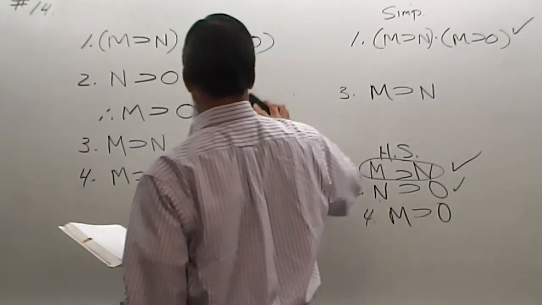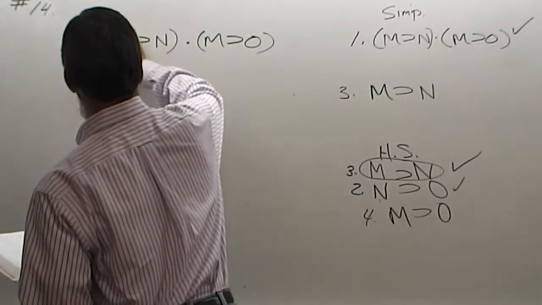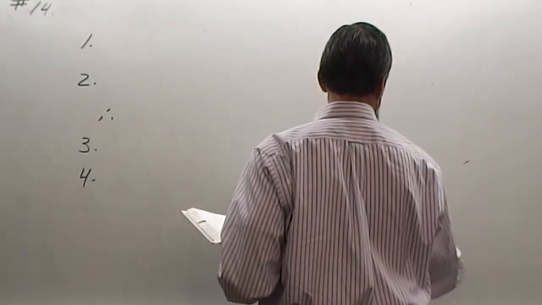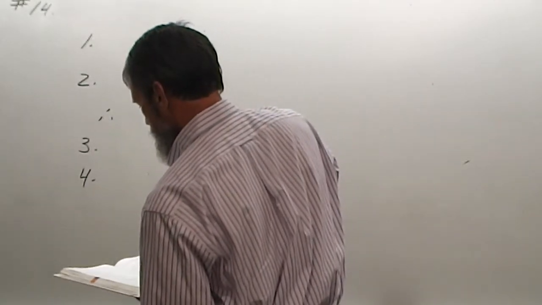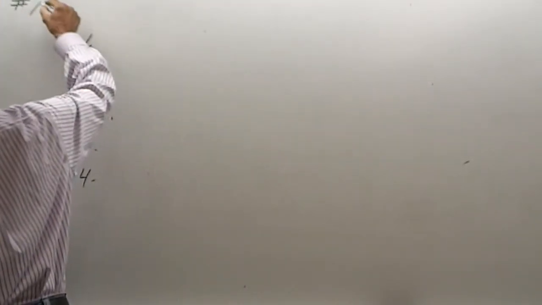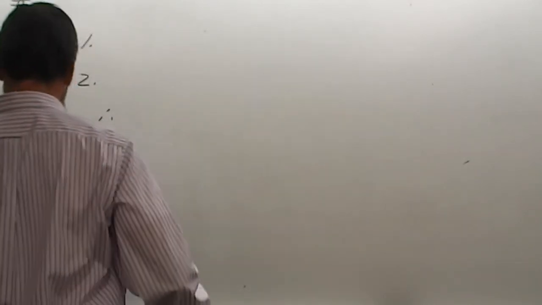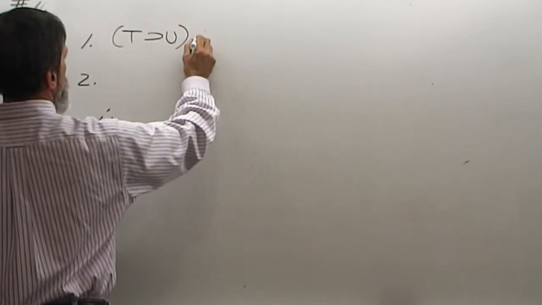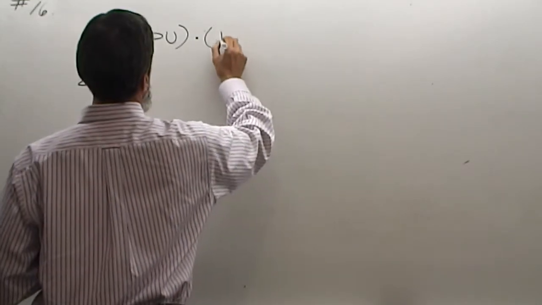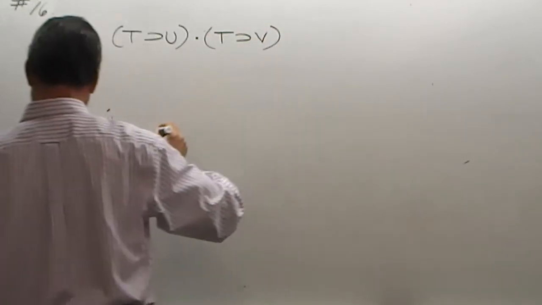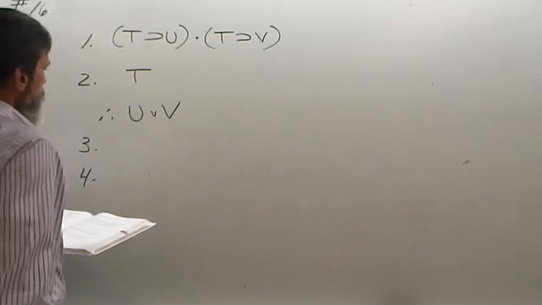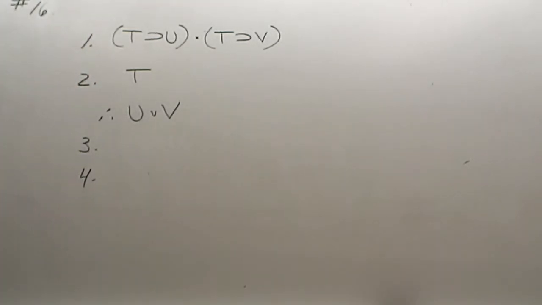Fifteen's in the back of the book. That's for you. So we'll do number 16. Again, we have a conjunction of 2 horseshoes in line 1.